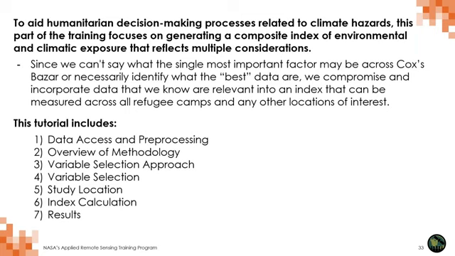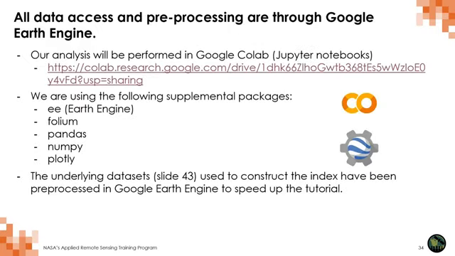Thank you, Andrew. As Andrew had mentioned, my name is Michael Owen, and I'll be taking you through the rest of the tutorial, which will now be about the actual exposure index construction. And so this tutorial will include 7 key steps. We'll go over data access and pre-processing. We'll go over an overview of our full methodology, how we go about selecting variables and what those variables are, and then look a little bit more in depth at the study location, how we calculate the index, and then results. And we'll switch between this slide deck and a Colab notebook. We'll go over some actual code.